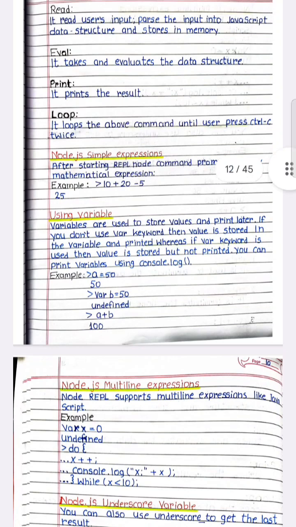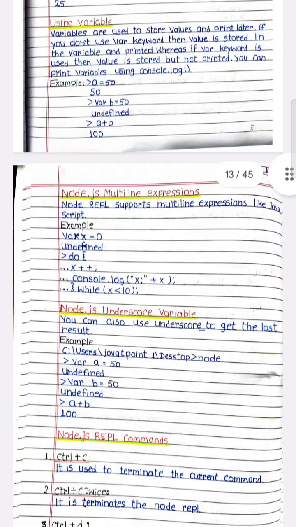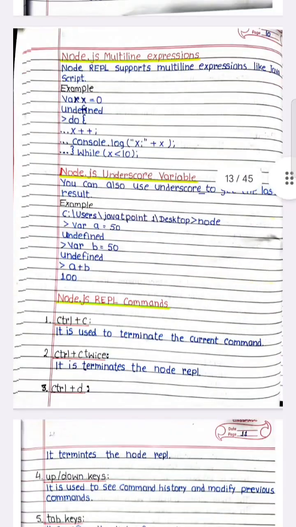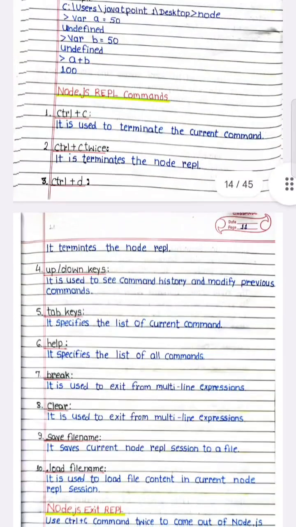Next, using variables. How are we using variables? Here we write a equals 50, assigning 50 to a, and for variable b we have undefined. So a plus b shows 50, that is correct. Next, we have a lot of examples. You will see them one by one. No worry.